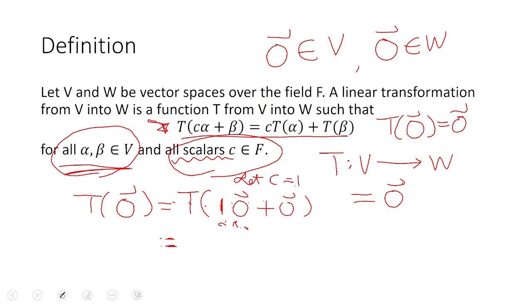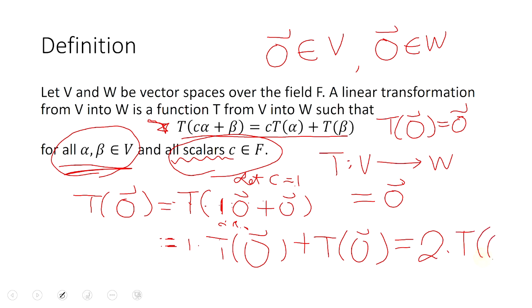T of 1 times the 0 vector plus the 0 vector is actually 1 times T of the 0 vector plus T of the 0 vector. I don't know what T of the 0 vector is, but I know there's a 1 times T of the 0 vector plus T of the 0 vector. So this turned out to be 2 of that thing, T of the 0 vector. So from the left hand side, we have T of the 0 vector equal to 2 times T of the 0 vector.